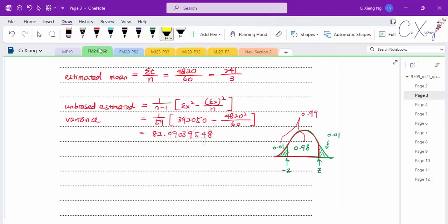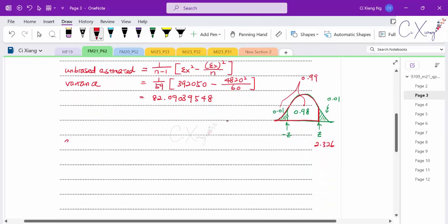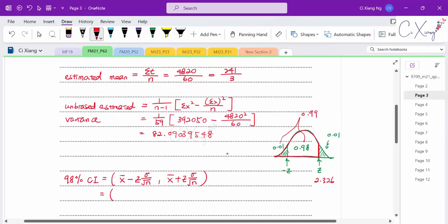Right, so we come back here. Okay, so we already have all the values, right? So Z is 2.326. I just put it down here first. Okay, so we'll apply this formula. The 98% confidence interval equals, if I write out the original formula, something like this. To get the most accurate answer, I will always substitute the original value.